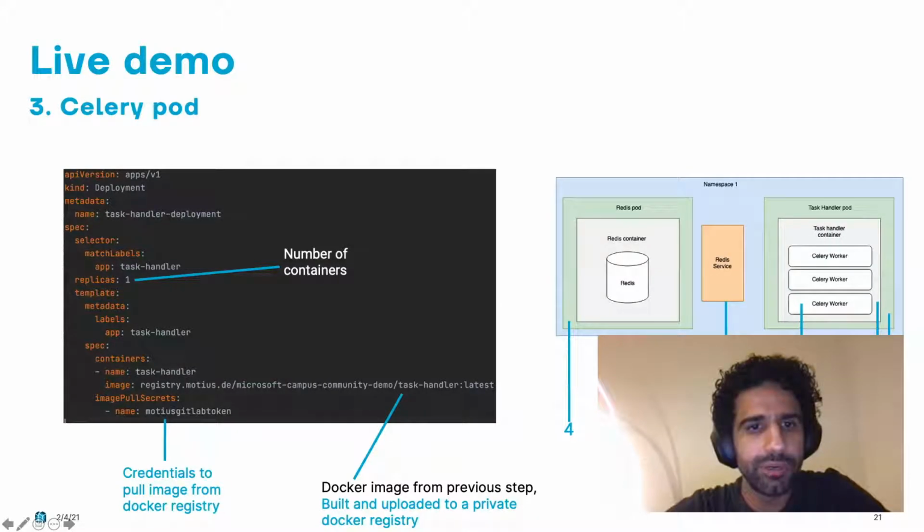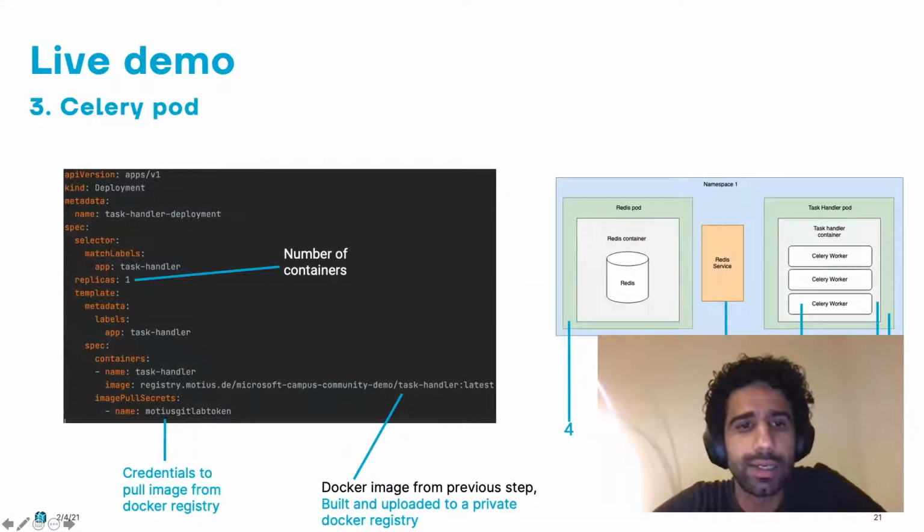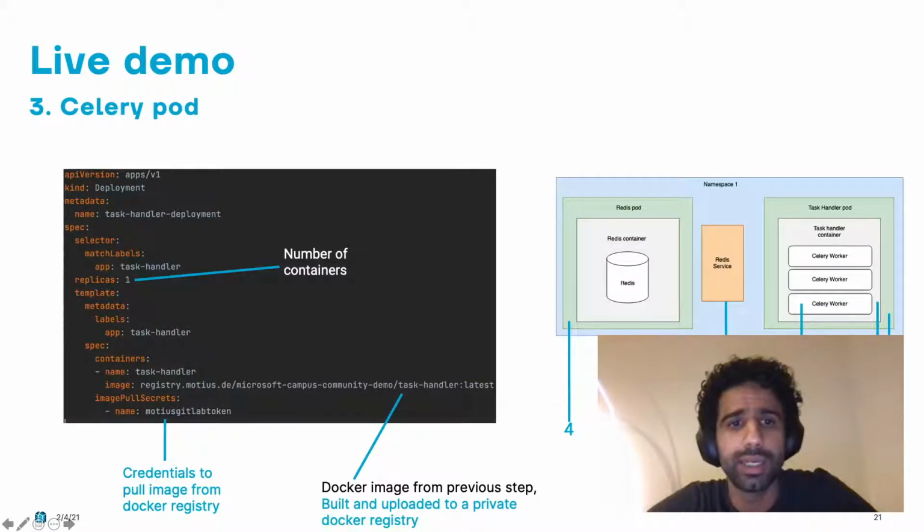Now, in the previous step, we saw the Dockerfile. I built that Dockerfile and I uploaded it to a Docker registry. So in order to run Docker images inside a Kubernetes cluster, you need a registry. A registry is something that just stores your Docker images. And you could use Docker Hub, but if you upload to Docker Hub, your image is going to be public. If you want private images, I believe you need a paid account. So I just decided to upload it to Motius's Docker registry.